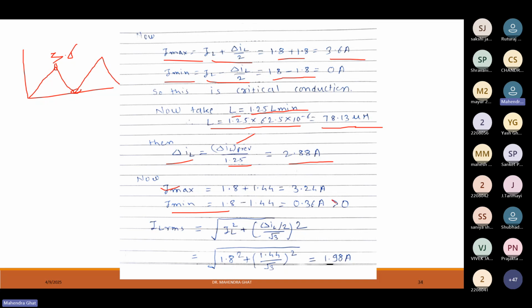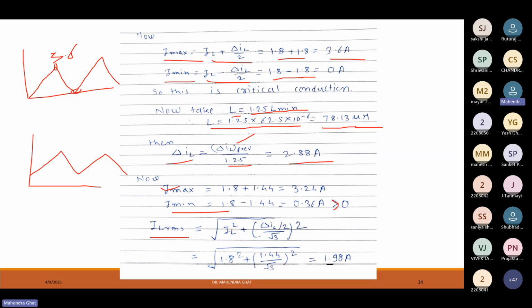And this is greater than 0. So it is not touching 0. So now your current is going from 0.36 to 3.24, which is the continuous conduction. So with this inductance value, we are fulfilling the criteria of continuous conduction. So that's why we can take this inductance value.